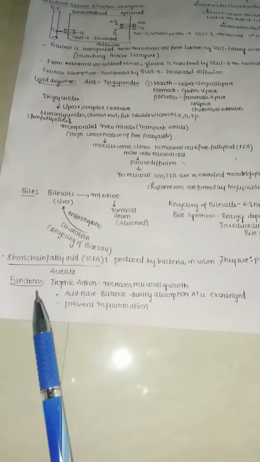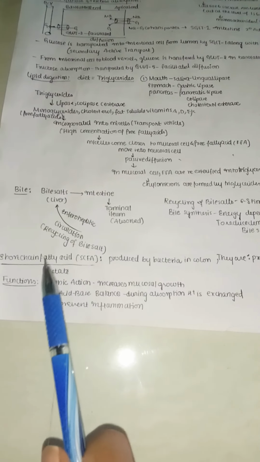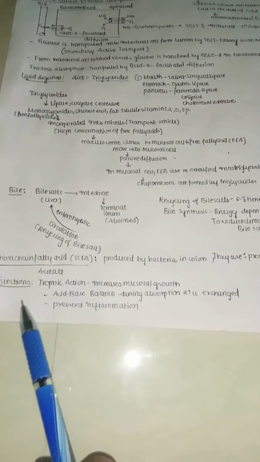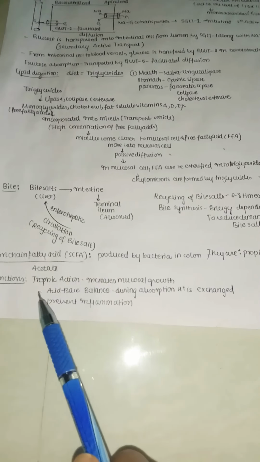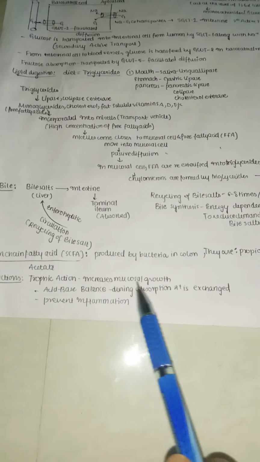So these are mainly produced by bacteria in the colon, and they are propionate, butyrate and acetate. So the three types of short chain fatty acids are propionate, butyrate and acetate. Their functions are mainly that they have trophic action, meaning they try to increase the mucosal growth, and also they help maintain acid base balance during absorption.